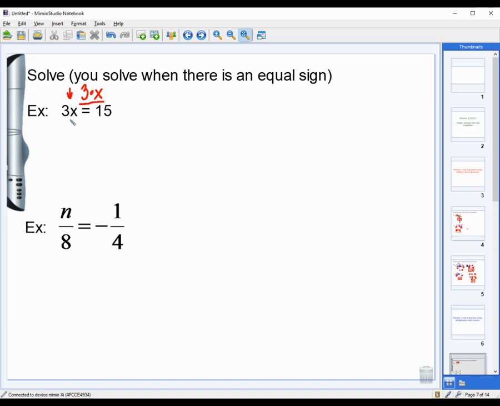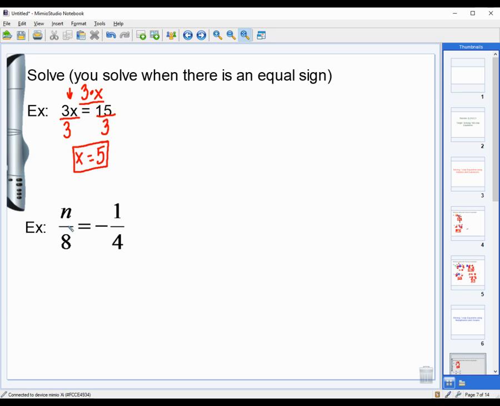So we are multiplying here. So we are going to do the opposite of multiplying, which is divide. So we're going to go ahead and divide this by 3. And we are going to do the same thing to the other side. So we're going to divide both sides here by 3. 3 divided by 3 just gives us 1. So we're going to be left with x is equal to 15 divided by 3, which is 5. Okay? So recap there. We had multiplication, so we had to do the opposite, which was divide.